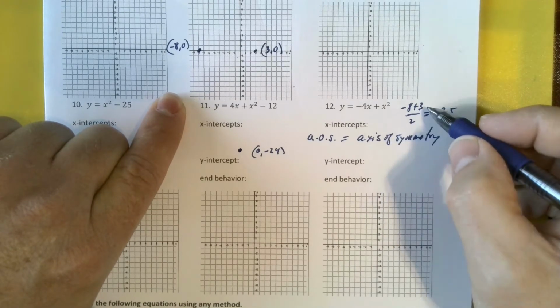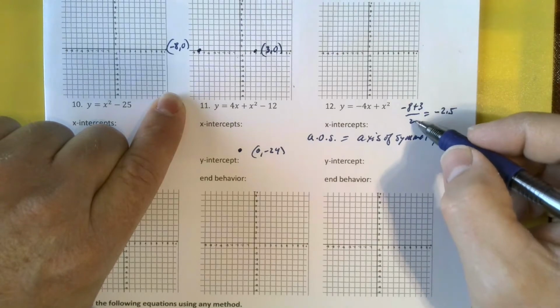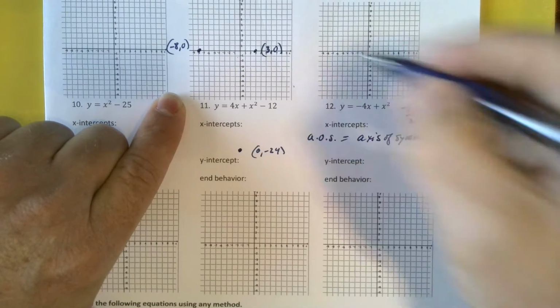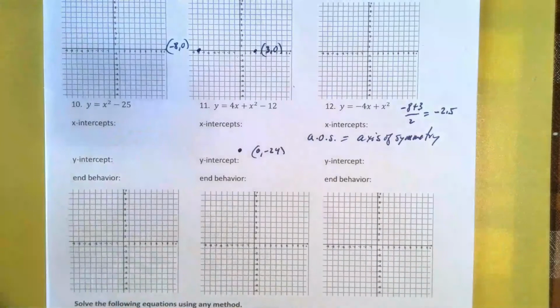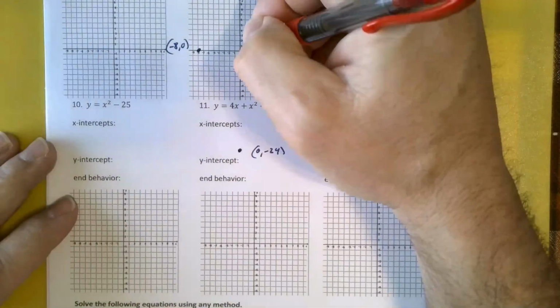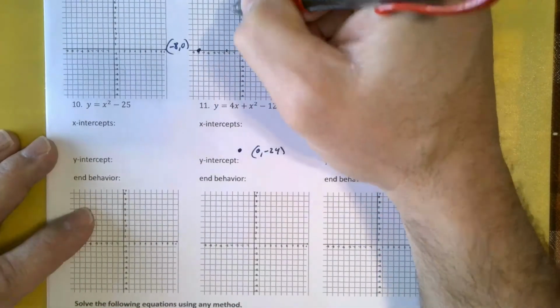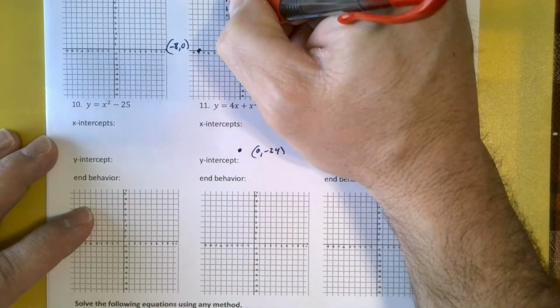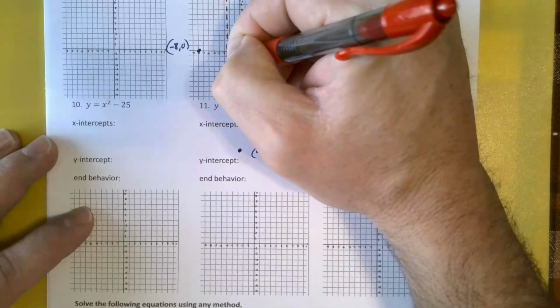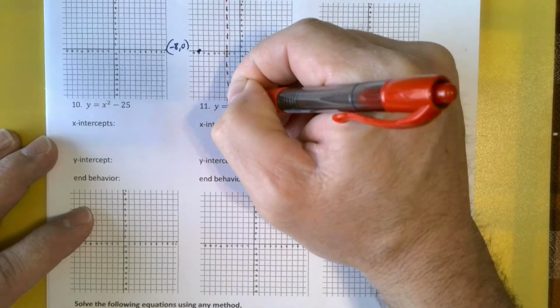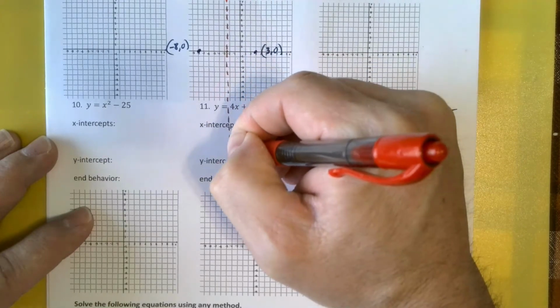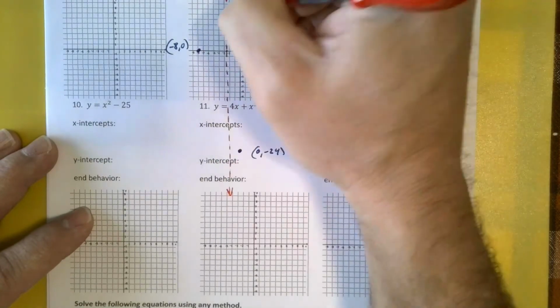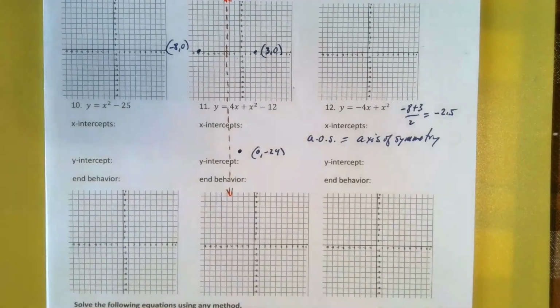Right, because -8 plus 3 is -5. -5 divided by 2 is -2.5. So right here, at -2.5, you're going to have a line. And that line is called your axis of symmetry. Okay? Now, what you're going to do with that is you're going to use that.